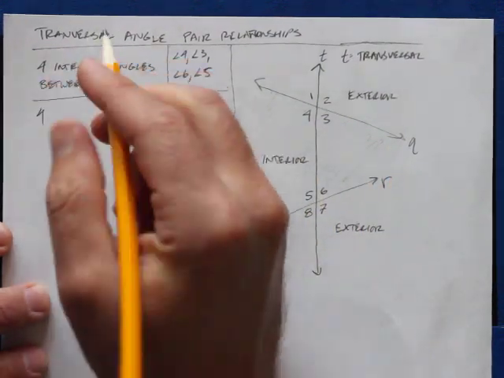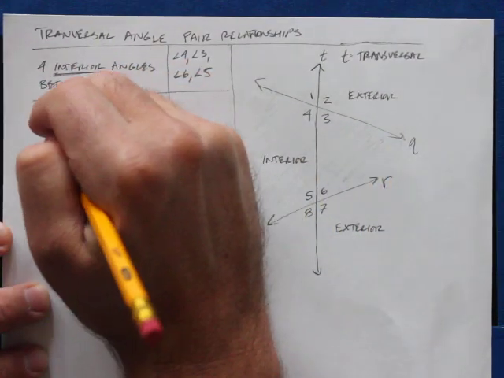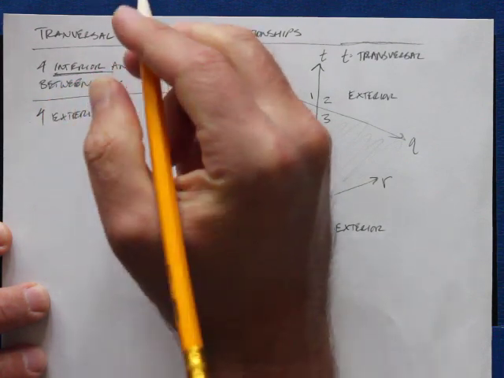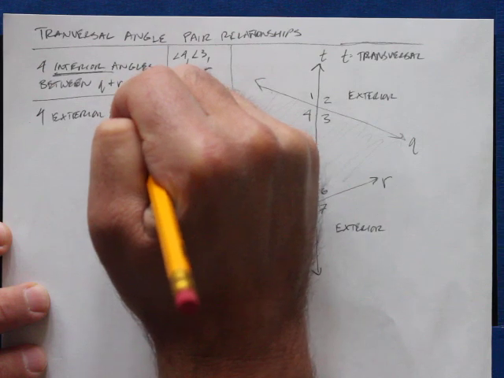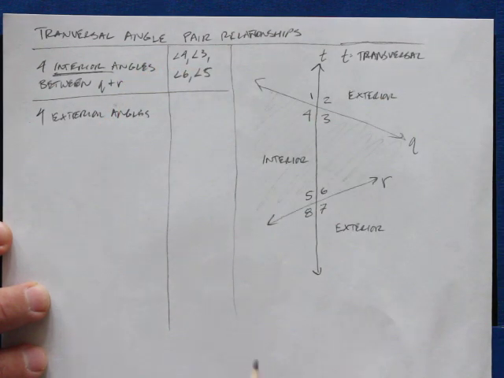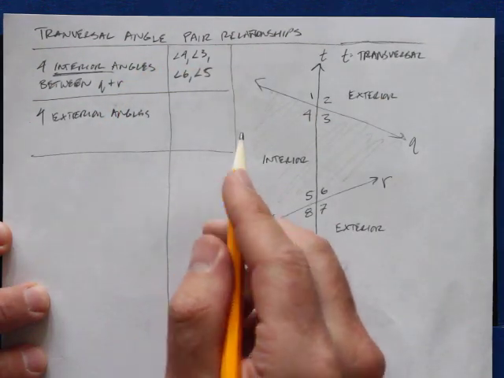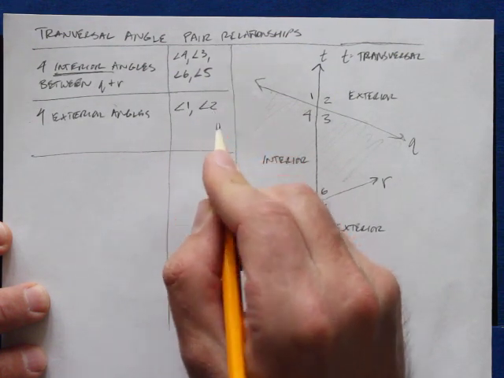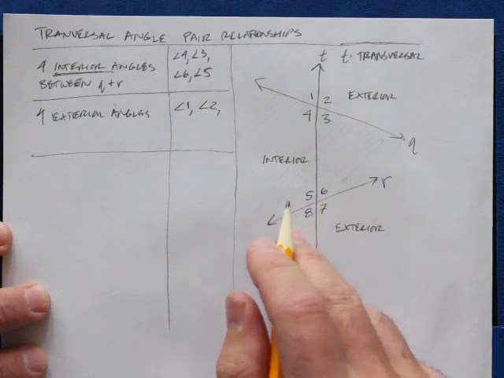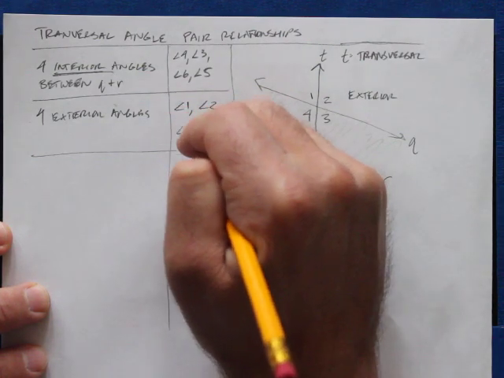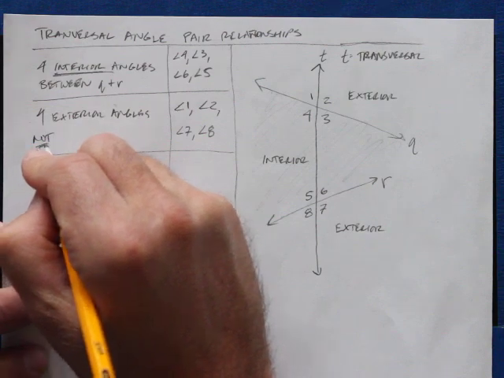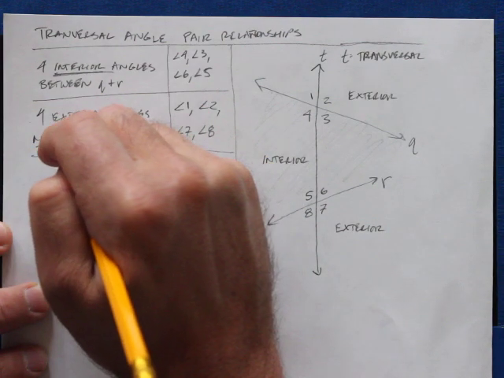I've got 4, let's underline interior, 4 exterior angles. And these angles are 1, 2, 7, and 8. And these are not between Q and R.